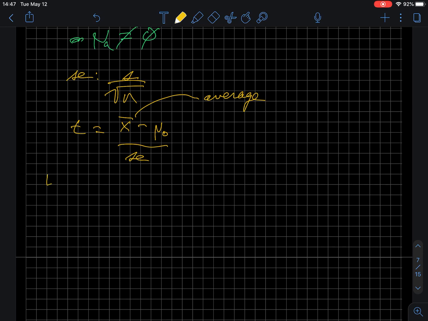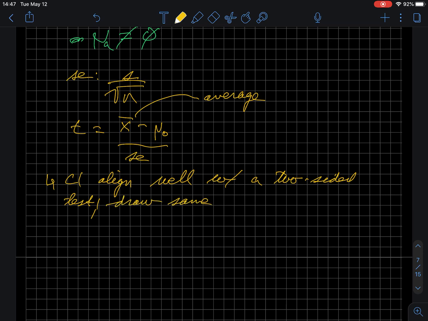A good thing to note is that the confidence interval that can be calculated from this is going to align well with a two-sided test. So we'll draw the same conclusions. And we usually assert statistical significance if a t-score is greater than 2.